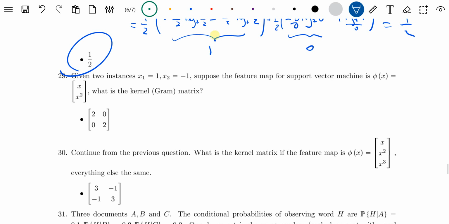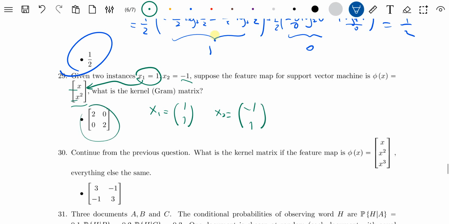Next one is the feature vector, so you just write out the feature vector. X1 would be 1, 1. Just substituting this number into this expression, and x2 is -1 squared, so it's -1, 1.